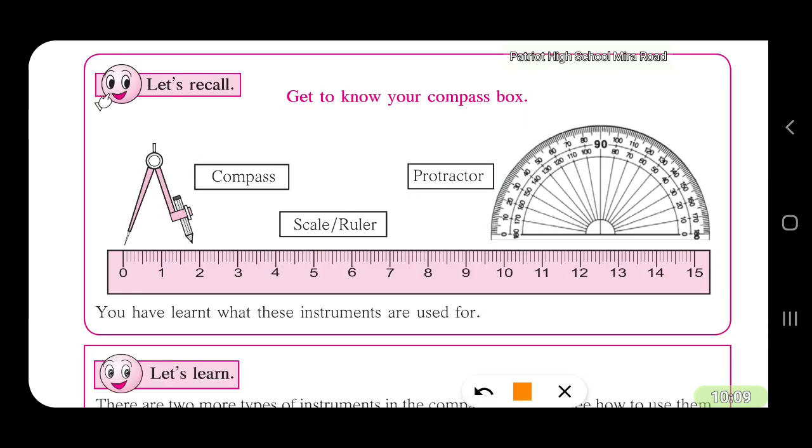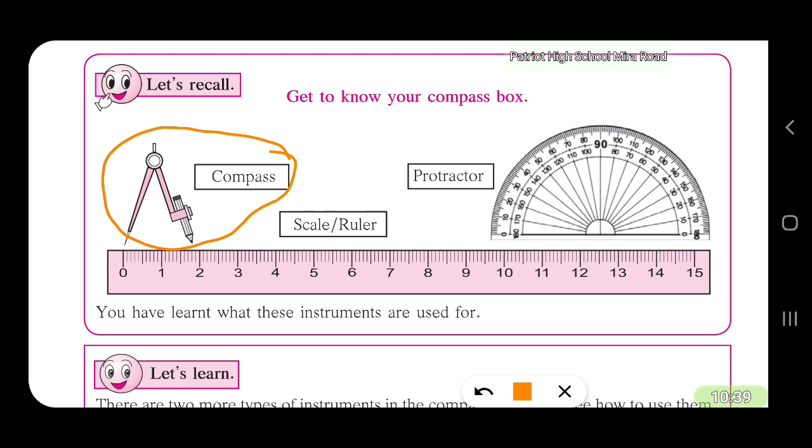Get to know your compass box. The thing which most of the children call a rounder is known as a compass. So what is a compass? In your normal language, you call it rounder. It is not correct to call it a rounder. You call it a compass. This is a compass.